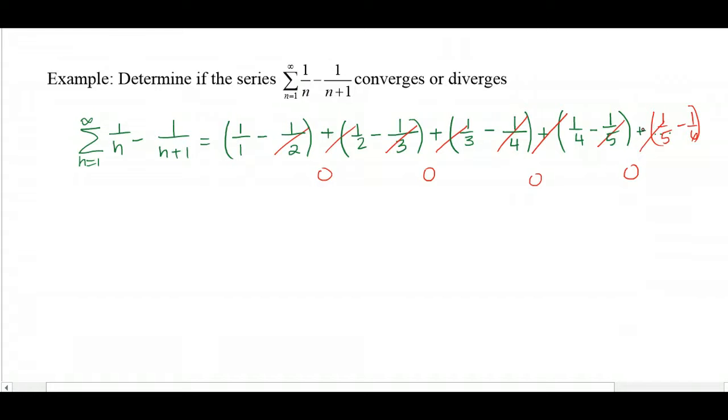And this is going to happen for each subsequent pair of terms in the series that we add together. So the only thing left is 1. So this series equals 1.